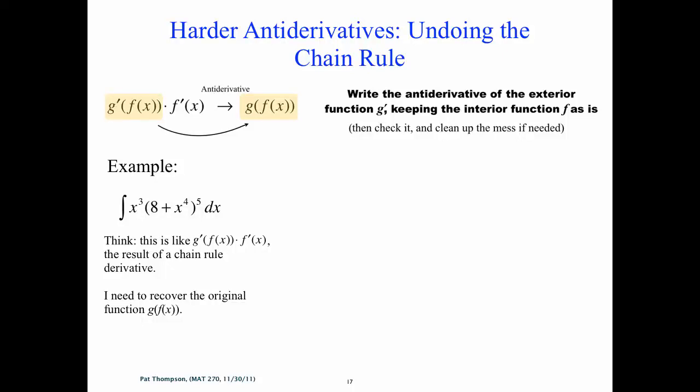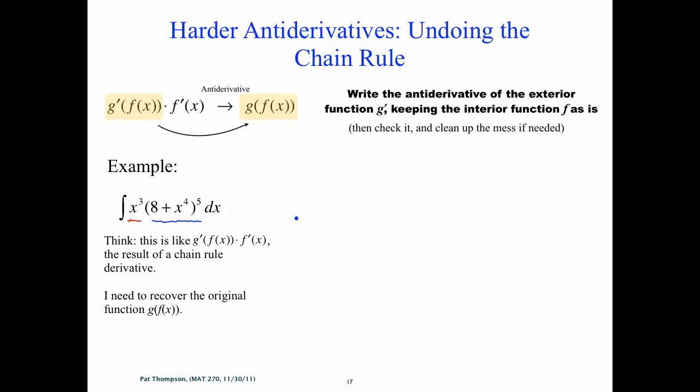So we're going to think of it like this. We're going to think of this as g prime f of x times f prime of x, the result of a chain rule, and we need to recover the original g of f of x. So where's our focus going to be? Is our focus going to be on exhibit A or exhibit B?